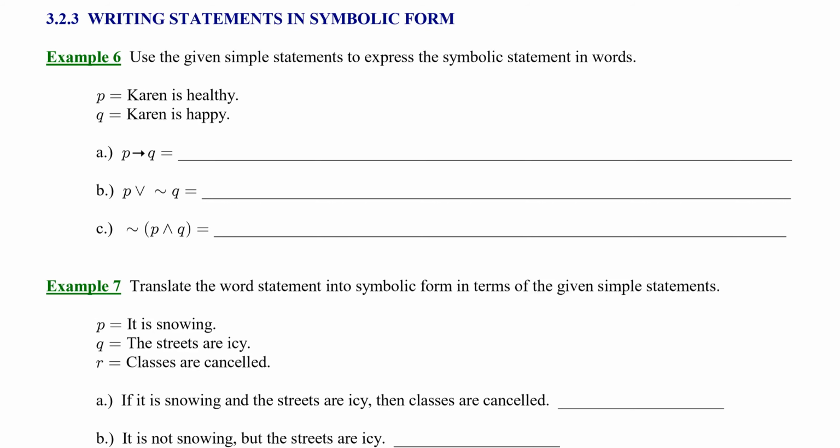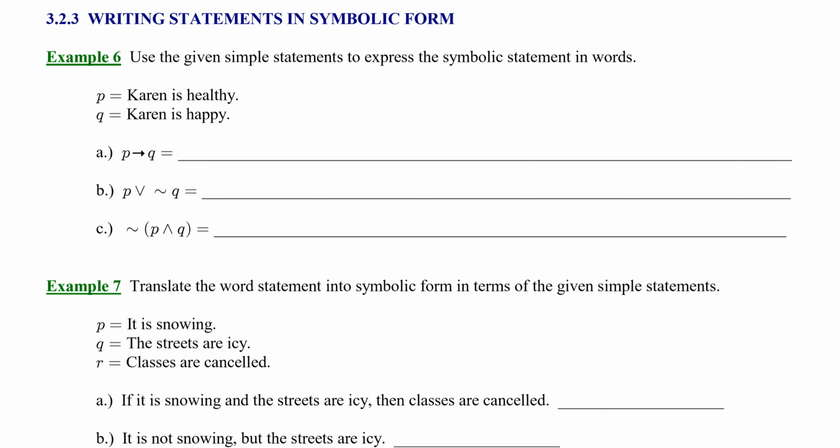To wrap up section 3.2, we'll practice writing statements in symbolic form. In this section, we'll be able to see all of our different symbolic connectives and get practice translating them. Example 6. Use the given simple statements to express the symbolic statement in words.